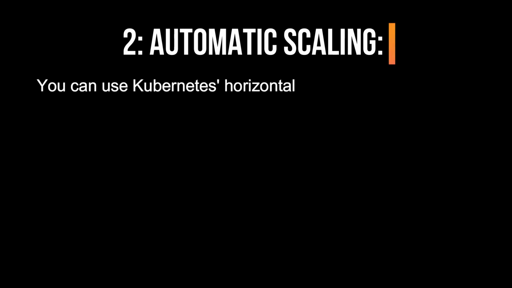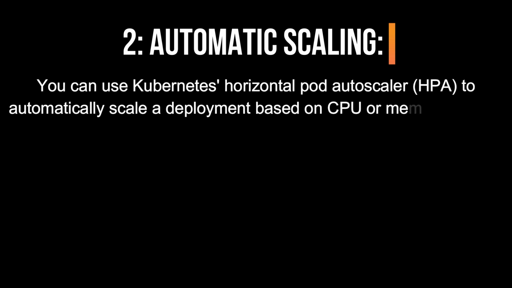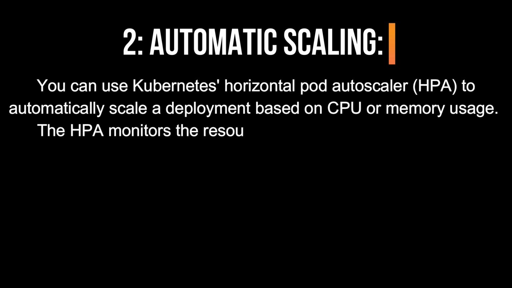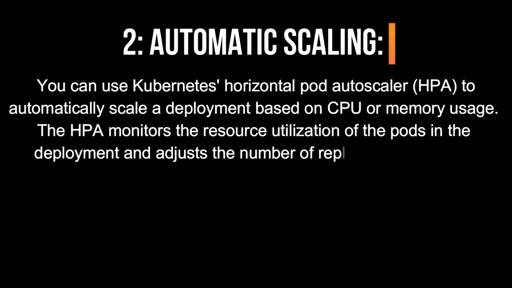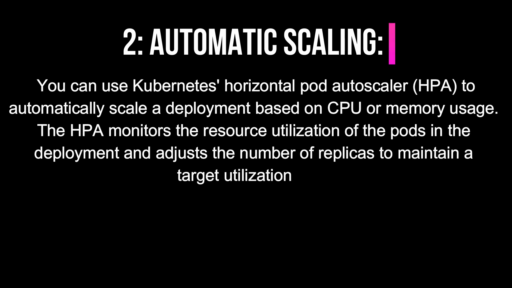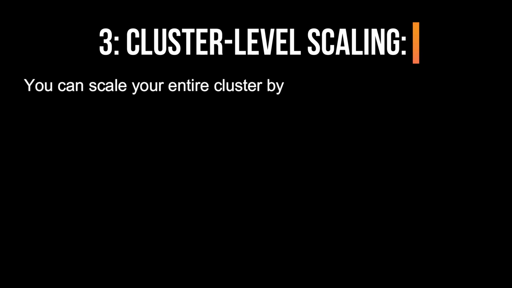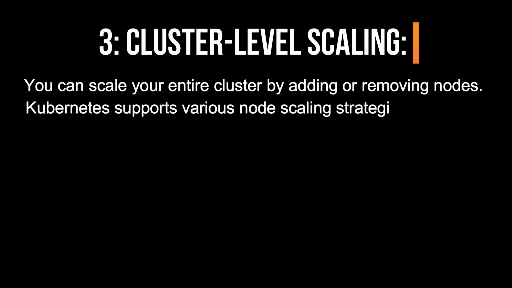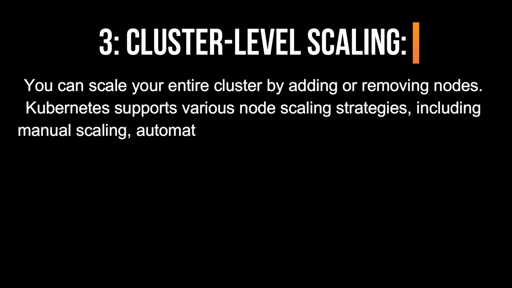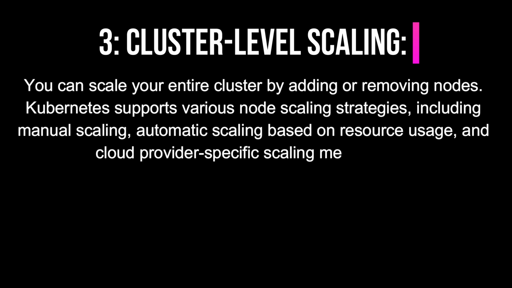2. Automatic scaling. You can use the Kubernetes Horizontal Pod Autoscaler, HPA, to automatically scale a deployment based on CPU or memory usage. The HPA monitors the resource utilization of the pods in the deployment and adjusts the number of replicas to maintain a target utilization level. 3. Cluster-level scaling. You can scale your entire cluster by adding or removing nodes. Kubernetes supports various node scaling strategies, including manual scaling, automatic scaling based on resource usage, and cloud provider-specific scaling mechanisms.